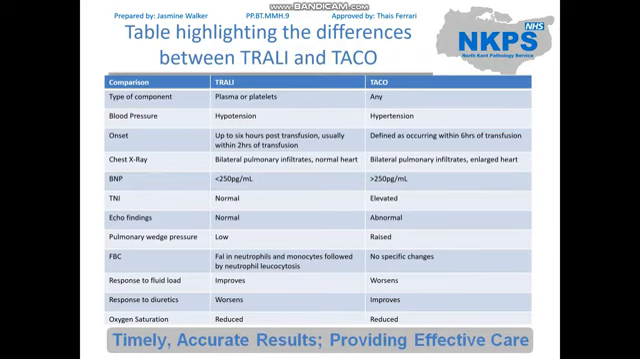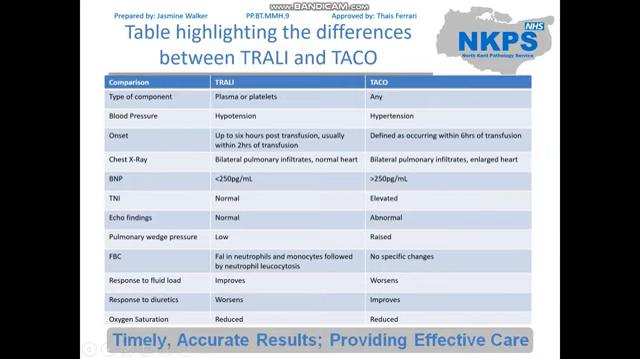Onset. So with TRALI, it usually happens within 2 hours of transfusion, although it can be up to 6 hours. Whereas TACO doesn't really have that, it normally happens within the 2 hours. It's just defined as occurring within 6 hours. So while this isn't the greatest one to tell the difference between them, if it's happening faster, then there's the chance that it's going to be TRALI over TACO.